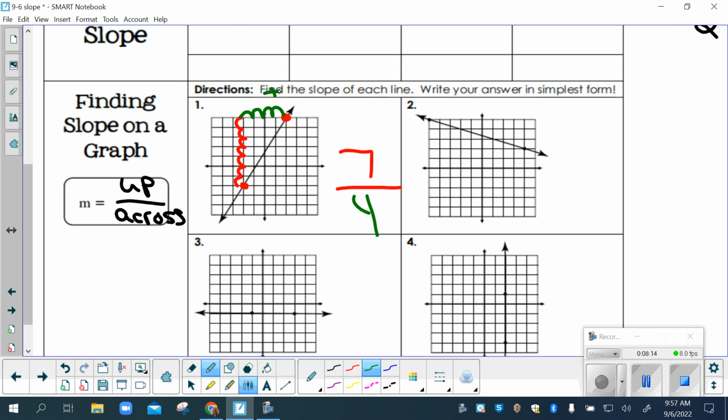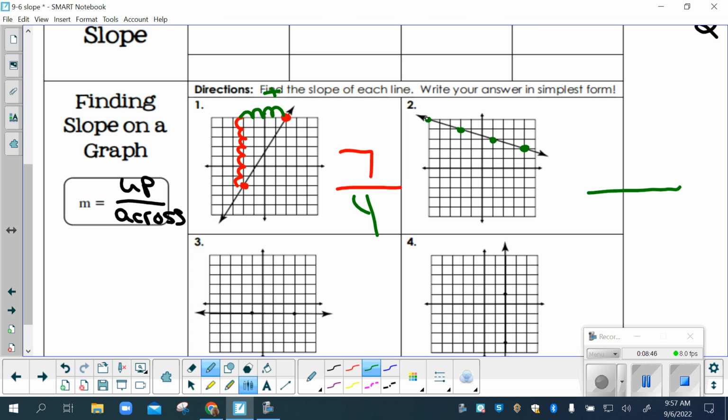So let's try the next one. Now you have some choices. Let me start with your first choice. You need to find 2 good dots. Now you could pick this dot and this dot. That would be awesome. You could pick this dot and say this dot, and that would be awesome. Or you could even pick this dot and this dot over here. You're going to get the same answer, but sometimes you might have to reduce. That's the only difference.